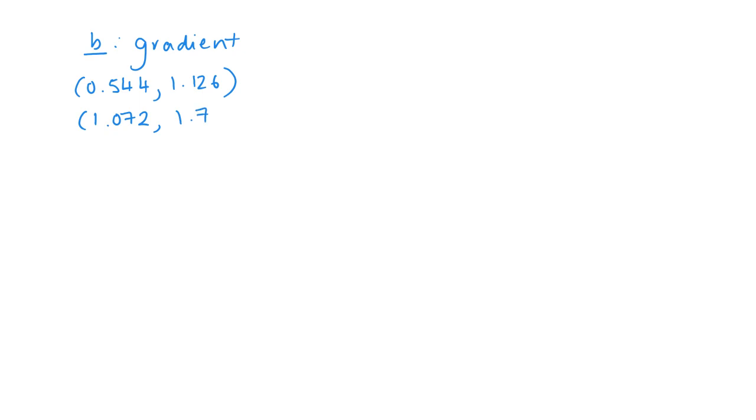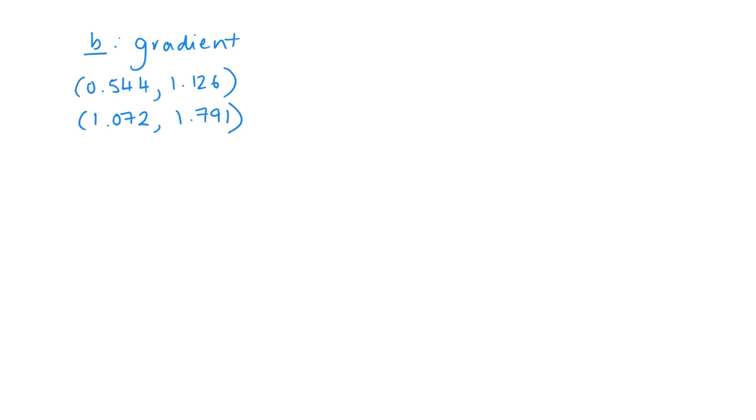Okay, so finding B first of all. So B is the gradient of that line. So pick 2 points on the line. Now I'm going to pick the first point that you plot, 0.544, 1.126, and the second and the last point then was 1.072, 1.791. Okay, so that's your first point that you plotted and the last point.